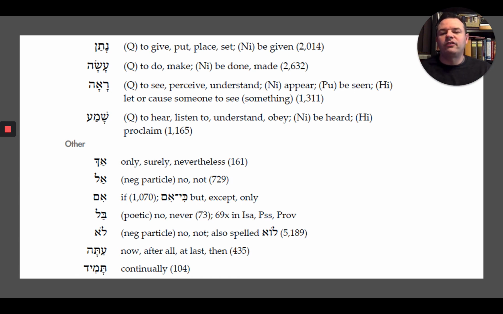And then we've got some other words for our vocabulary, like ak, which is only, surely, nevertheless. Al, which is a negative particle meaning no or not. Im, if, but, except, only. Bal is no or never. Lo is no or not, also spelled with the holam wow instead of just the holam. Atah, now, then, after all. Now is the most frequent. Tamid is continually.